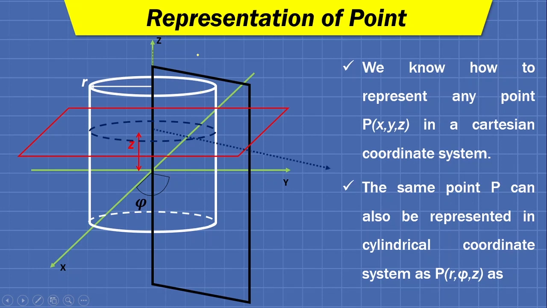We will have an inclined line which originates at the z axis and terminates at infinity, making angle phi with the x axis, and the third intersection is our vertical line. So the intersection of all three surfaces will define a point over here. As you can see, this circle, this inclined line and this vertical line intersect at a particular point, and this point is nothing but P(r, phi, z), which was initially P(x, y, z) in the Cartesian coordinate system.